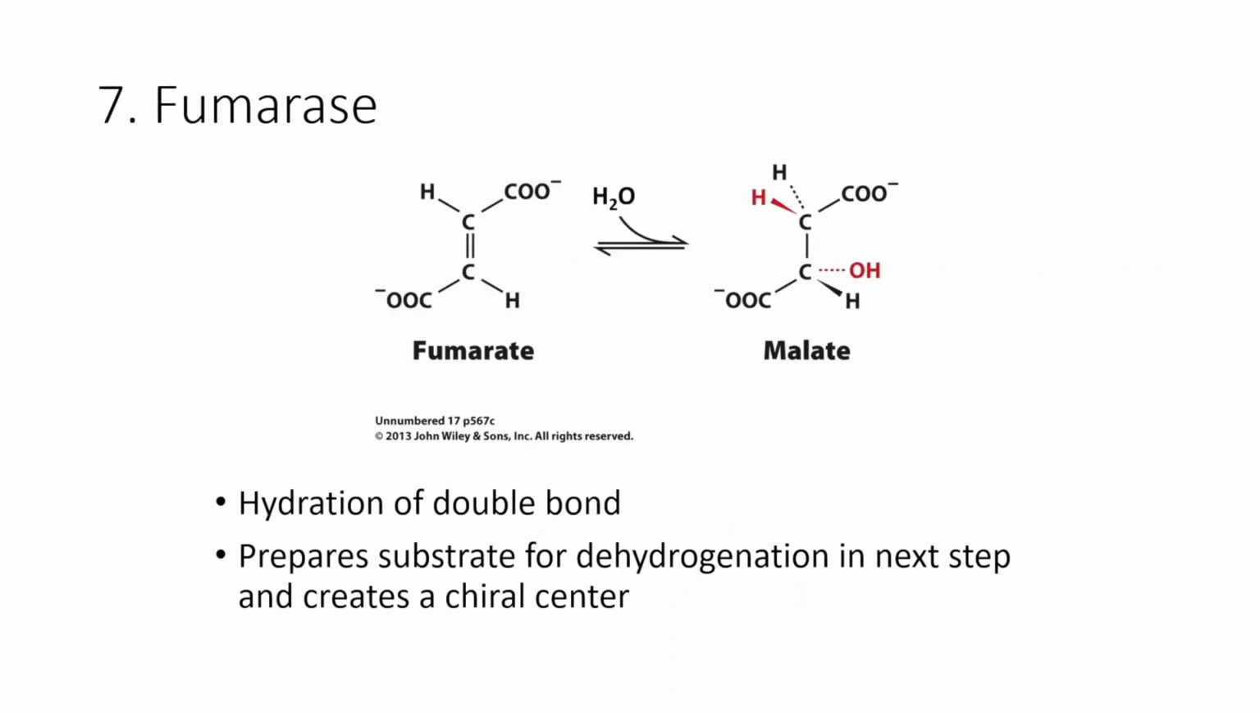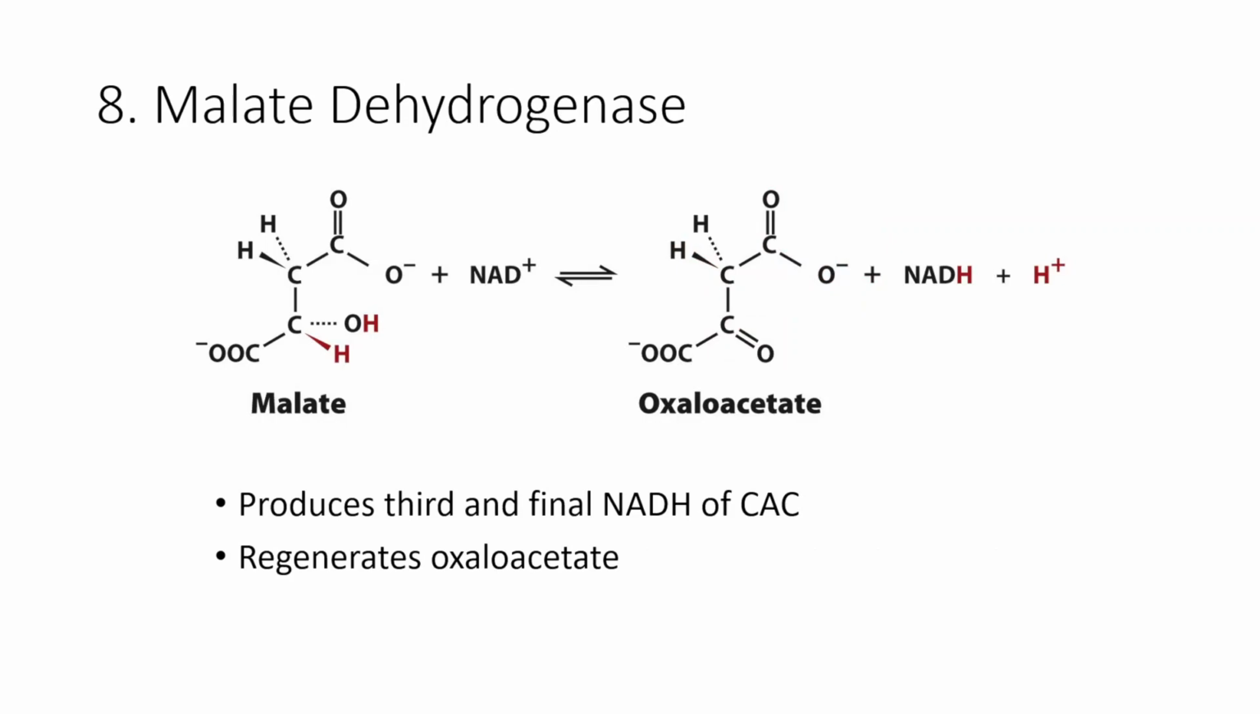And that brings us to our seventh reaction, which is catalyzed by fumarase. And so that double bond that we just made to make fumarate, we are now hydrating it to create a malate molecule. And this is actually going to create a chiral center right down here. And it gets ready for the next step, where we have another dehydrogenation, which brings us to our eighth step, which is malate dehydrogenase.